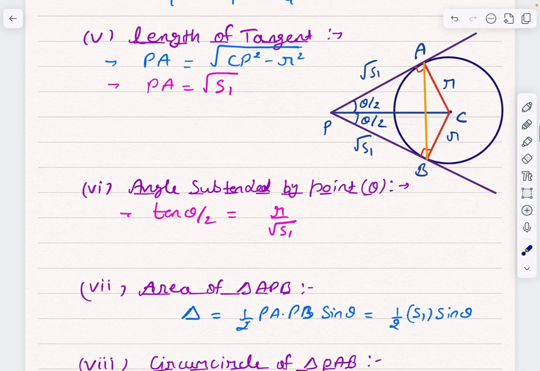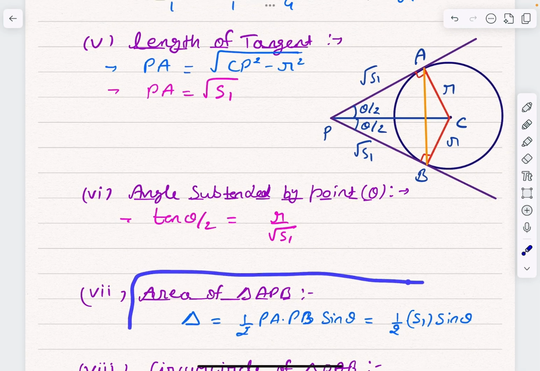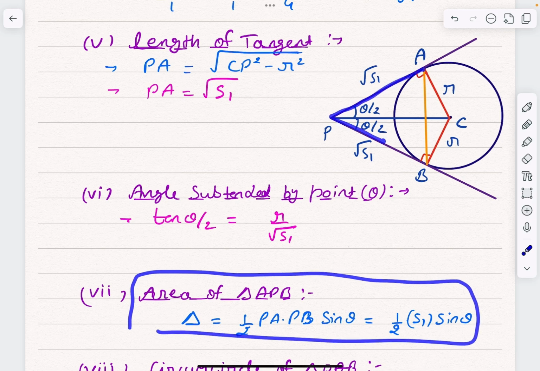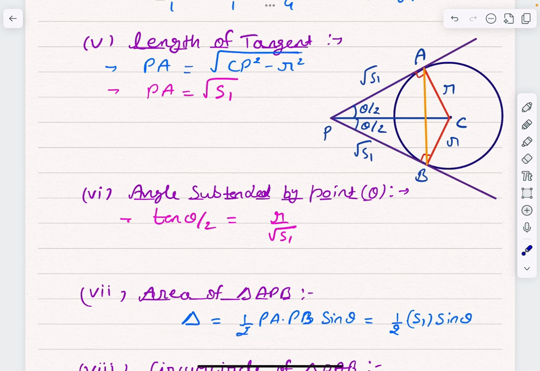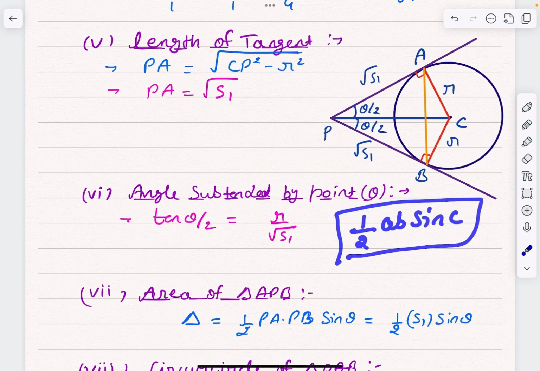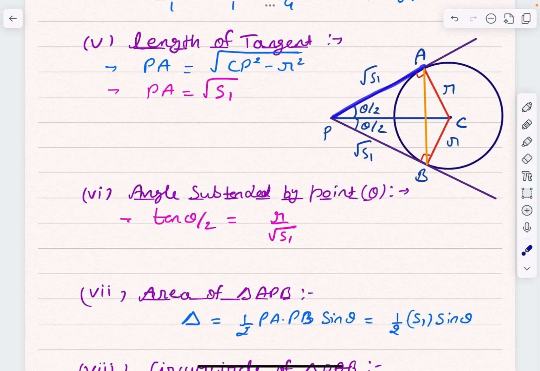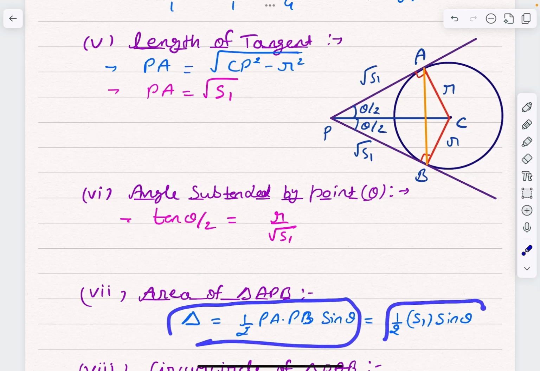Next, if you want to find the area of triangle PAB, we have this formula, half AB sine C. What is this formula? Half of the product of two sides into the sine of the angle between them. So in this case, I can use the side PA, side PB, and the sine of the angle between them. So it will be half PA PB sine theta, which will become half S1 sine theta, because PA and PB are both root S1.